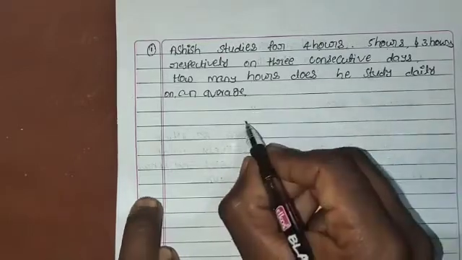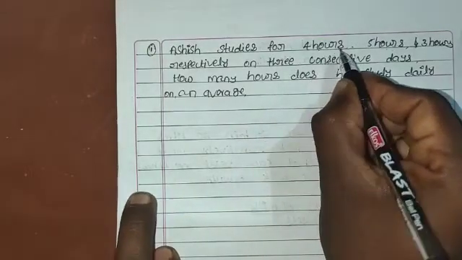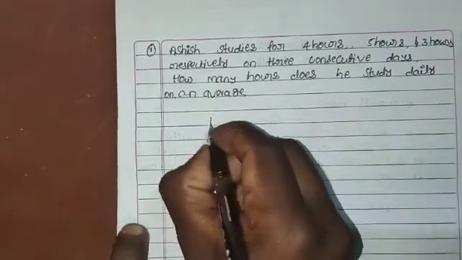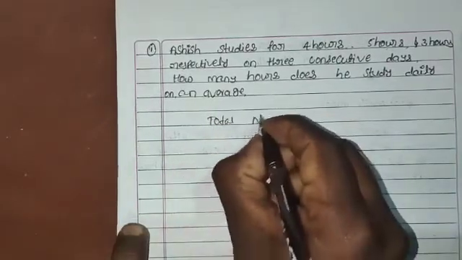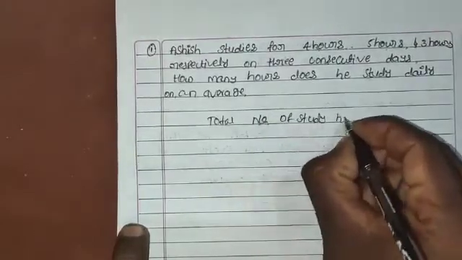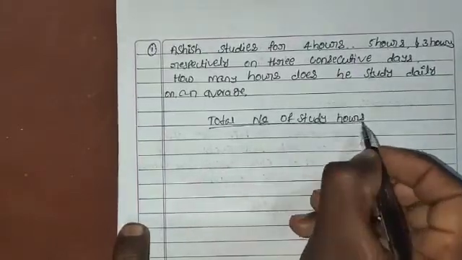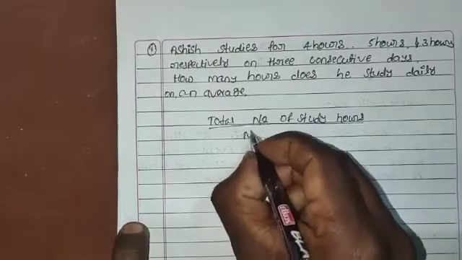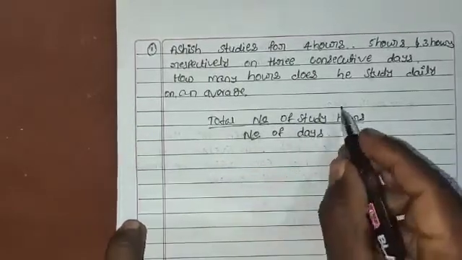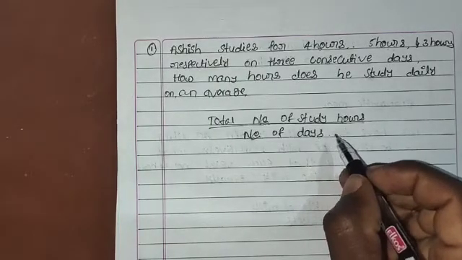It means the total sum of all scores, that is, how many hours he had studied. It means the total number of study hours divided by the number of days. This gives the average study hours of the student.